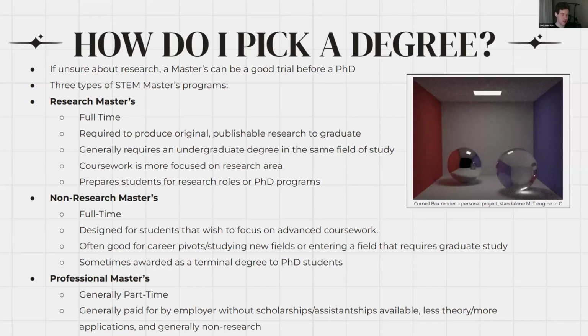Generally, you're going to need an undergrad degree or similar in that field to go into it because they kind of expect you to come in at a certain level. And your coursework is going to be very tailored to what you actually end up outputting.